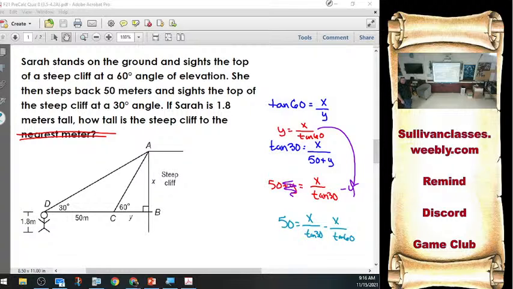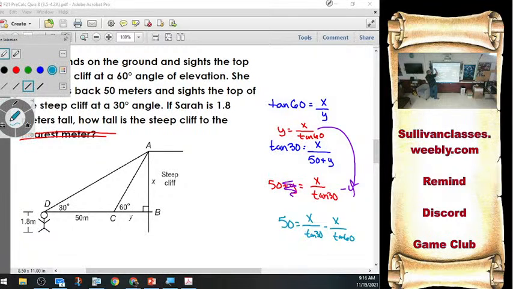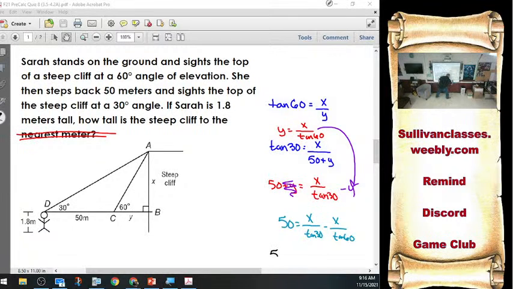Now, how about I factor? What do they have in common? A tangent. Boo! How about an x? How about 50 is x times this ugly mess? Oh, that's 30. Frank's a little cross-eyed in the corner there. So, if I want to know what x is, take 50 divided by that mess.